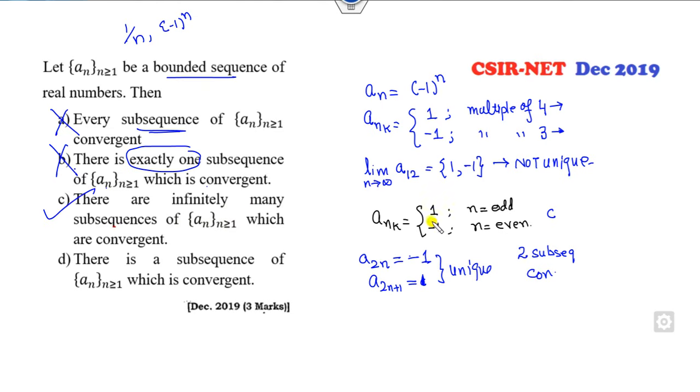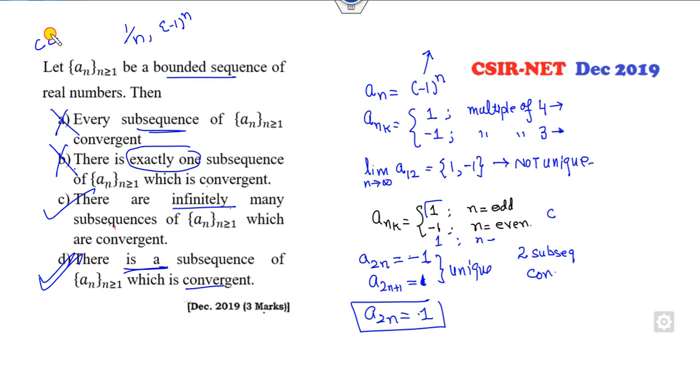There are infinitely many subsequences for this. Yes, definitely I got 2, and if I define another one, say 1 for prime numbers, and many more, so definitely there are infinitely many. There is a subsequence of an which is convergent. How can you say that? Yes, you can find a subsequence, for example I can define the subsequence as 1. This is a subsequence of this which is convergent. So C and D are the correct options.